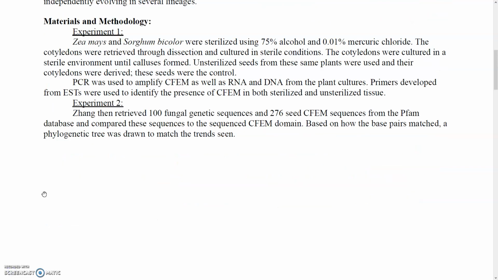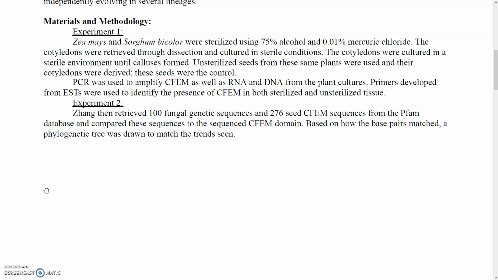Materials and methodology. Experiment 1. Zea mays and Sorghum bicolor, which are two plants, were used in this experiment. Their seeds were sterilized using 75% alcohol and 0.01% mercuric chloride. The cotyledons were extracted from these seeds, calloused, and were grown in a sterile environment. The control of this experiment also used Zea mays and Sorghum bicolor. However, in this case, the seeds were not sterilized. Their cotyledons were simply extracted, calloused, and cultured.